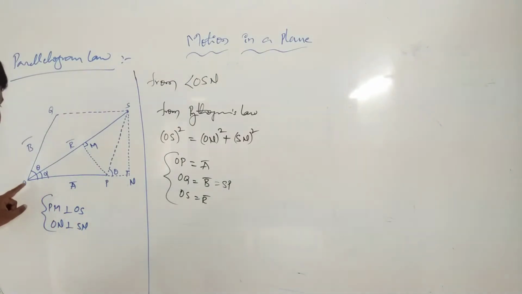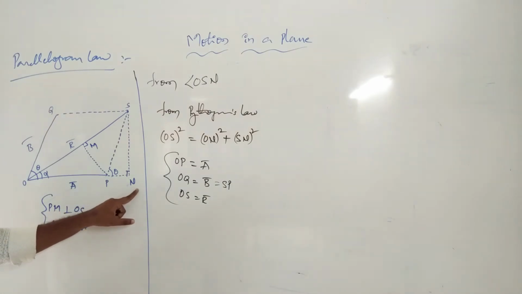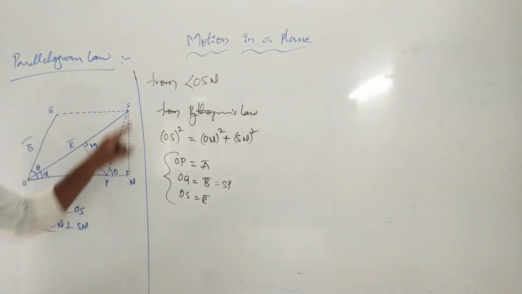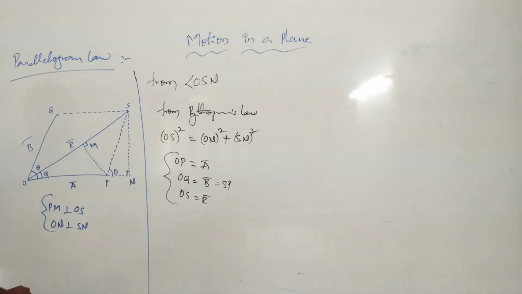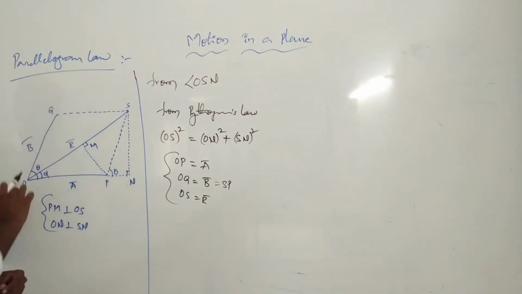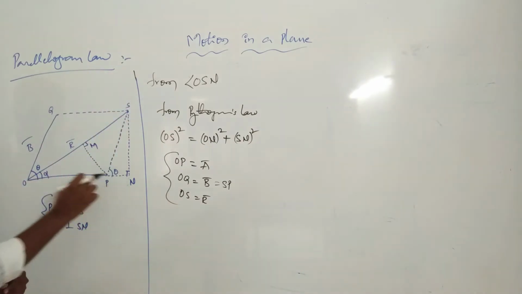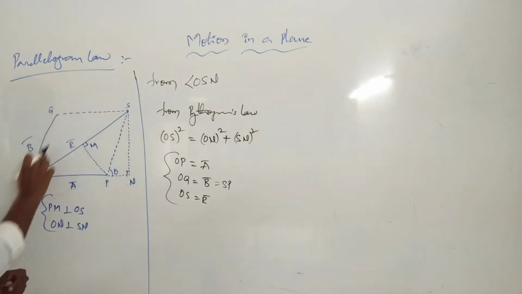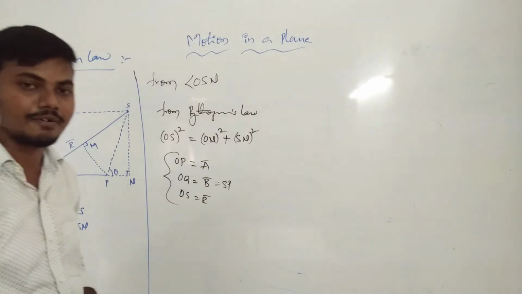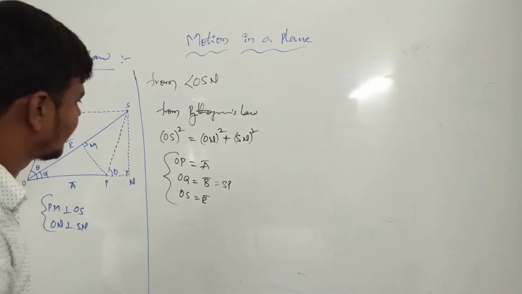From triangle OSN, the first triangle we have taken, from Pythagoras' law our mathematical equation is OS square is equal to ON square plus SN square. Clearly, the coordinates we are introducing: OP is equal to A bar, OQ is equal to B bar. Again, we are taking SP also equal to B bar, mutually equal. Again, we are taking OS equal to R bar, the diagonal or resultant vector.